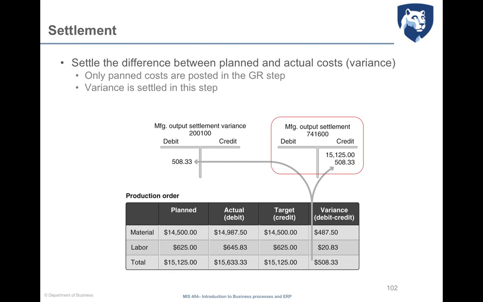In our case, the manufacturing output settlement or cost of goods sold account was credited with a value of 15,125, which was lower than the actual cost. So that means that in our case, the cost of goods manufactured account will be credited by the variance amount, as it is shown here. However, in order to balance this, an offsetting entry will be made to a variance account, namely the variance account of the manufacturing output settlement.